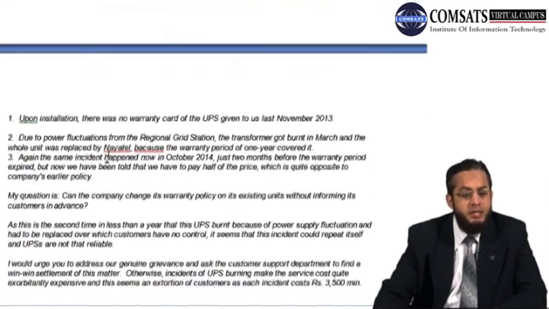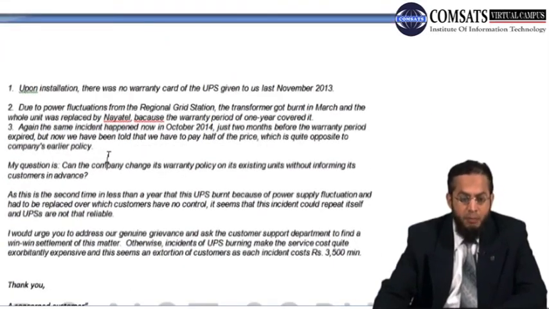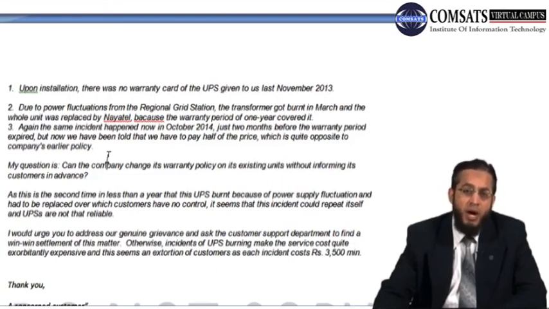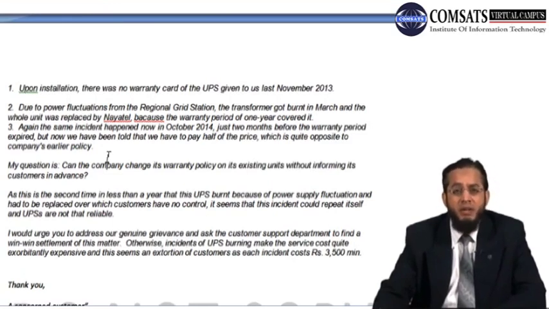And what are the customer's concerns? They are these. Number one, upon installation, there was no warranty card of the UPS given to us last November 2013. Micronet Broadband provides you a router, along with that, a UPS to avoid fluctuation in the power so that you can have the internet without any disruption. That's why they're talking about the installation of the UPS. And the customer's concern is that there was no warranty card given upon its installation.